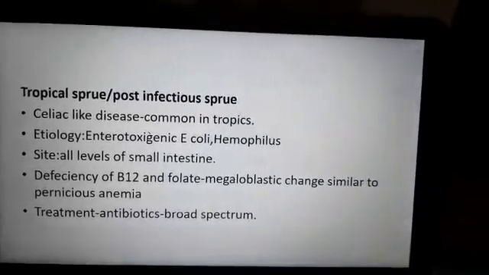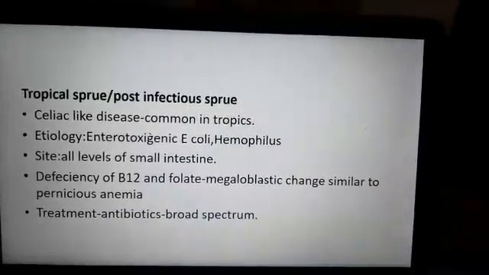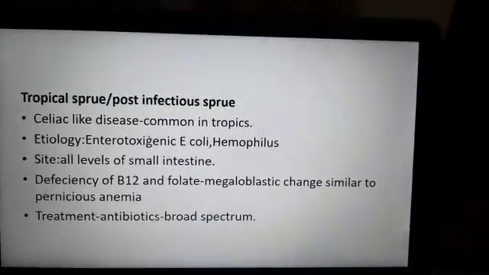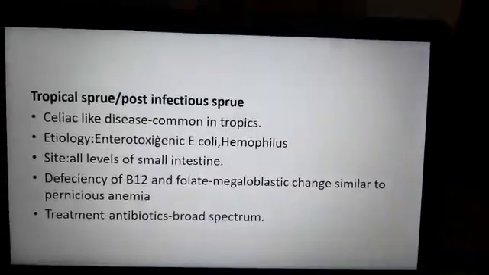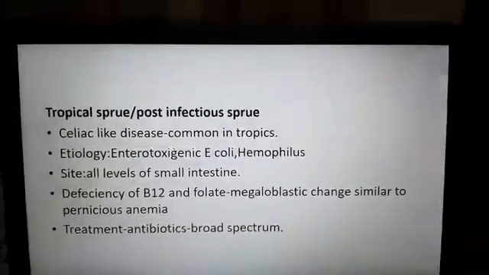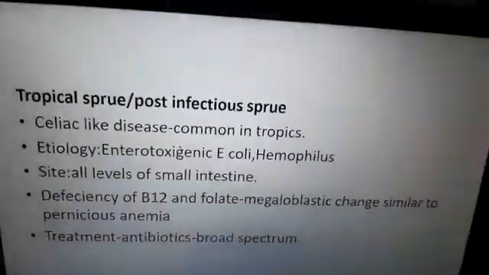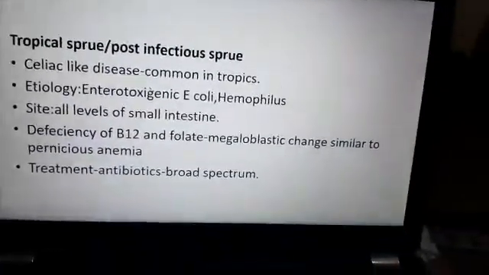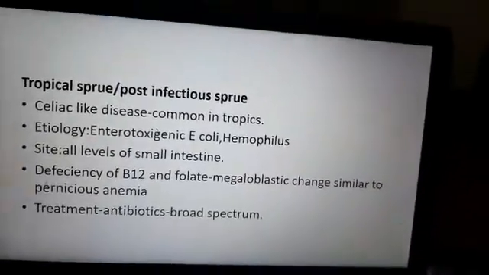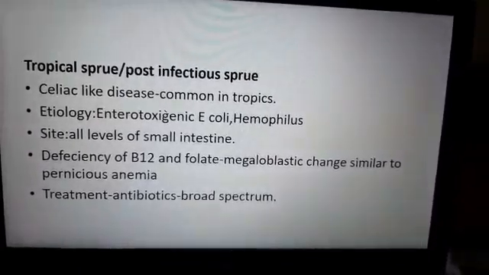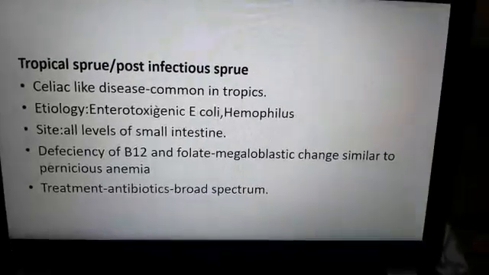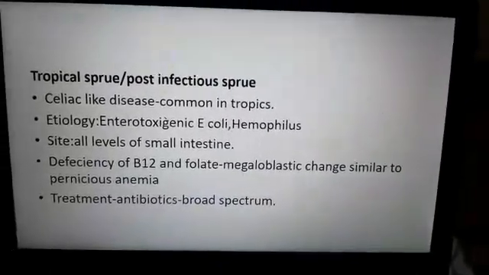There will be deficiency of B12 and folate, leading to megaloblastic change similar to pernicious anemia. Treatment will be antibiotics, usually broad spectrum antibiotics. So celiac-like disease is also known as post-infectious sprue. Tropical sprue is common in the tropical region, and post-infectious following infection with E. coli and Haemophilus. All levels of the intestine will be involved, and B12 and folate absorption will be impaired, leading to megaloblastic anemia. The treatment is by broad spectrum antibiotics.